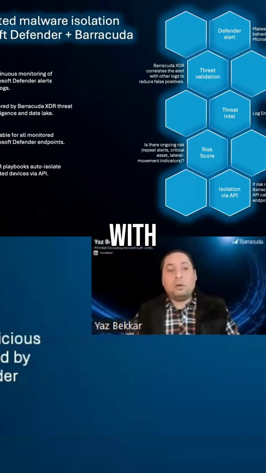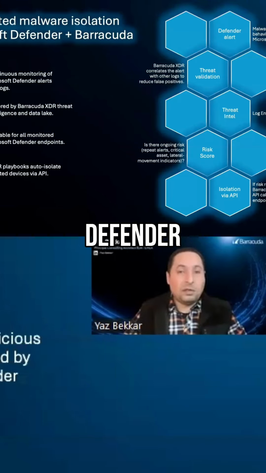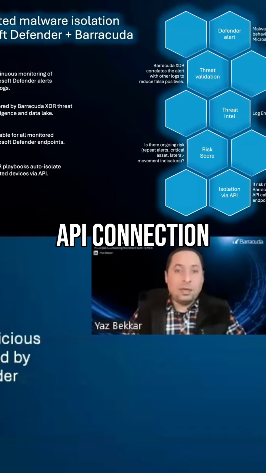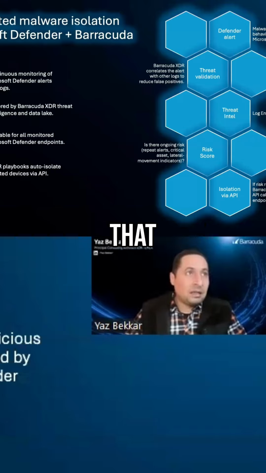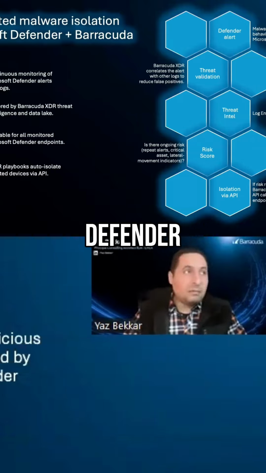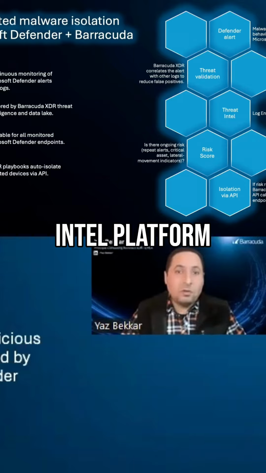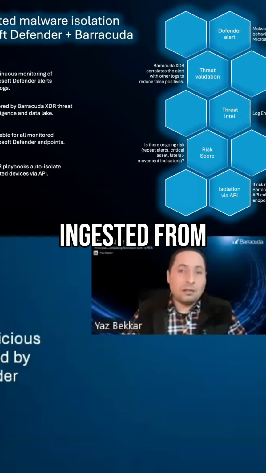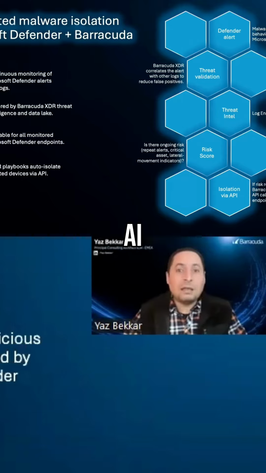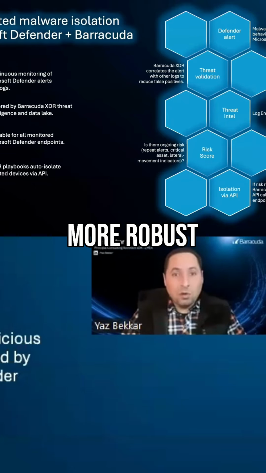So for example, with automated malware isolation, which we use in Microsoft Defender, we don't need to install an agent. All we need is just a simple API connection. Meaning by that, we will be able to monitor Microsoft Defender and enrich its logs with our threat intel platform. Also, those logs that are ingested from Microsoft Defender are passing through our SOAR and AI and machine learning system. So meaning by that, the detection will be more robust.